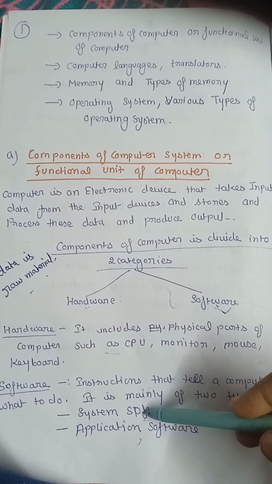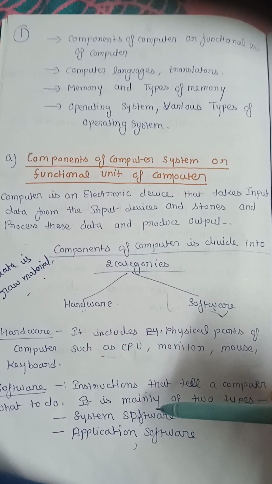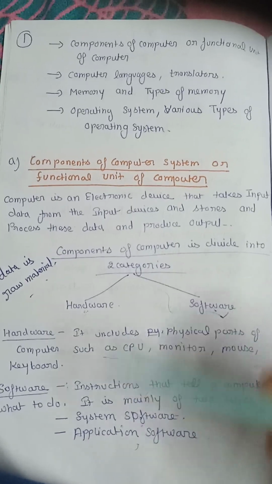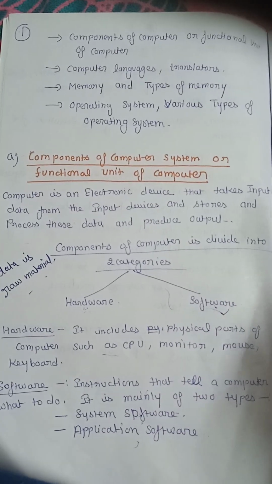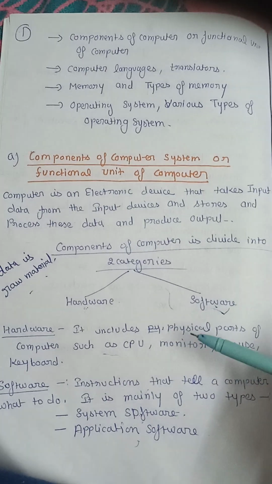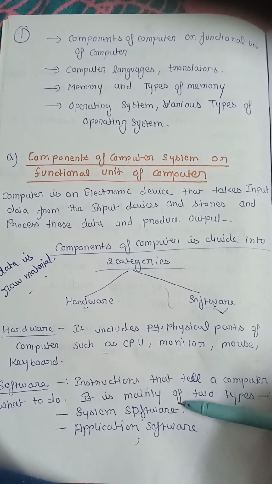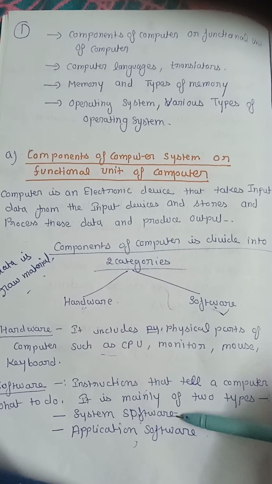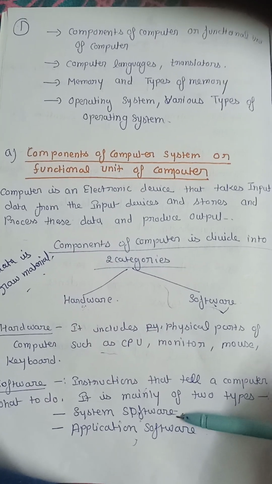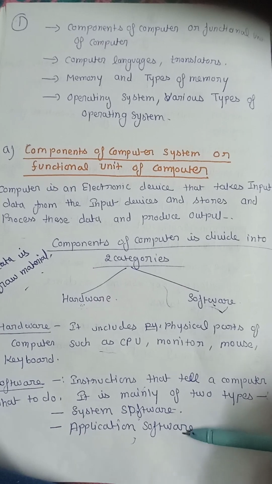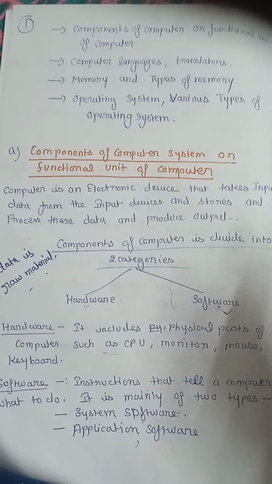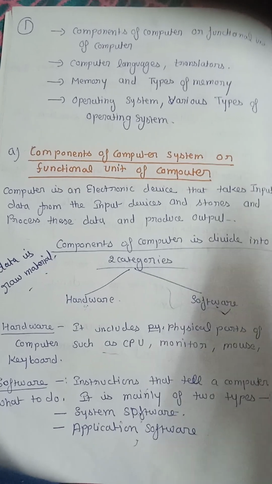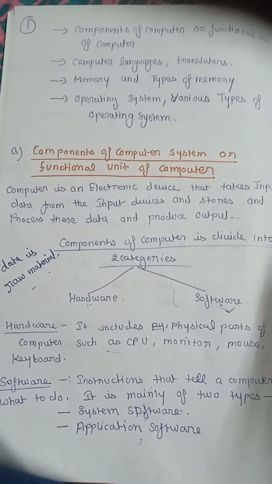What is system software? It is software which helps in running the system. The operating system is the best example of system software, along with utility software. And what is application software? It is software which we make for specific purposes.